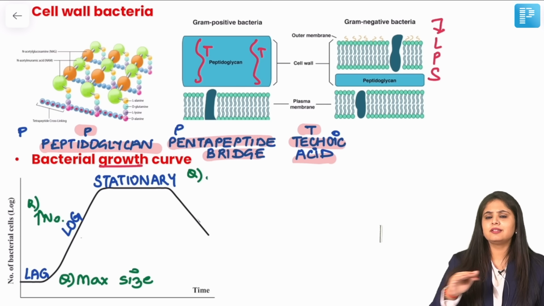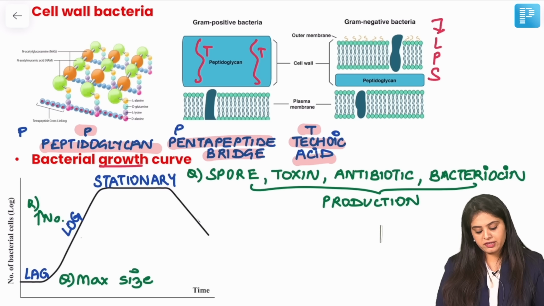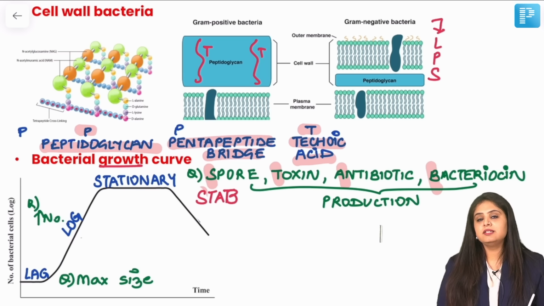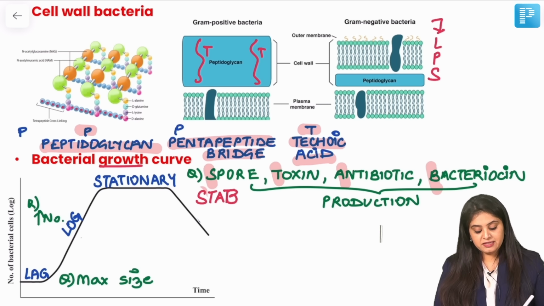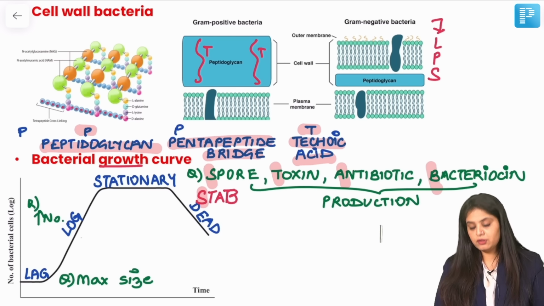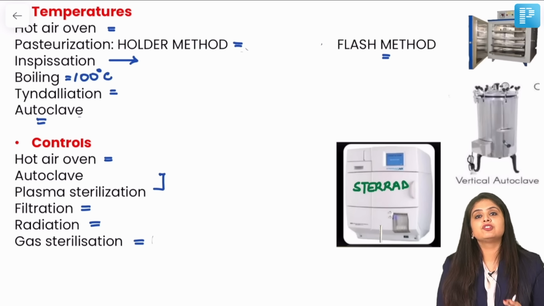It might look that nothing is happening here, but a lot is happening in this stationary phase. All the 4 things that are produced are in this only. So when you write stationary, very similar to stationary, you will write STAB. This means spore production, toxin production, antibiotic production, and bacteriocin production occurs here. Finally, the bacteria will die, and that is referred to as the death phase. Moving on to the next concept is identifying all the sterilization, disinfection, and the temperatures in one slide.